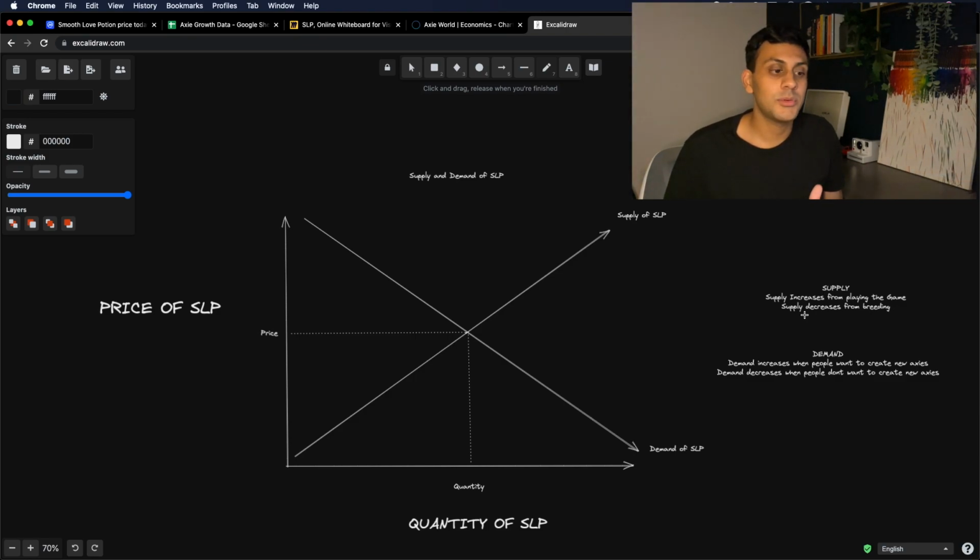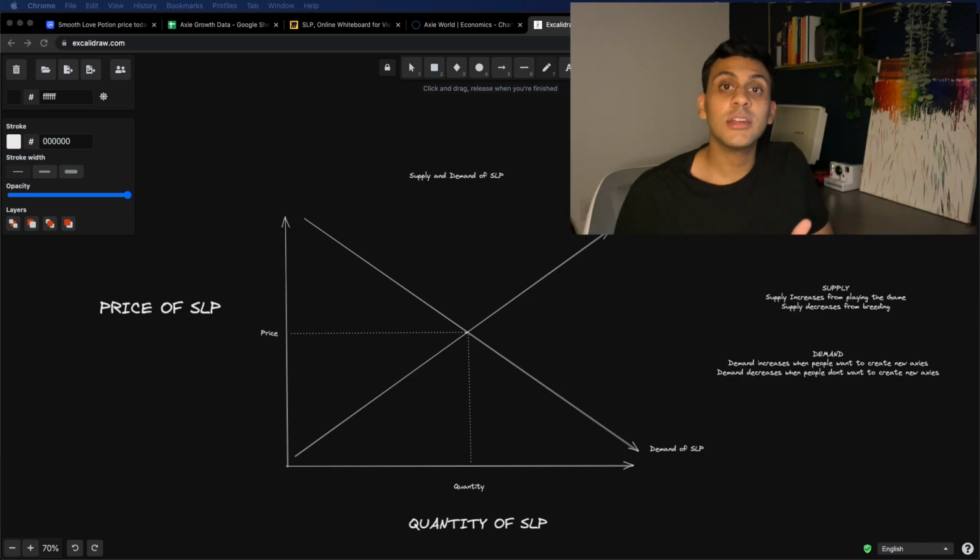I know a lot of people have speculated on ideas and what they hope SLP could be used for, but until we see land gameplay or the next iteration of the game, the supply and demand of SLP is primarily driven by breeding and new players entering the ecosystem. By adding additional utility and burning mechanisms and ways to use SLP or create SLP, it also affects the demand of SLP. Ideally, we would get to the point where the demand of SLP isn't purely driven by new player growth and creating new Axies.